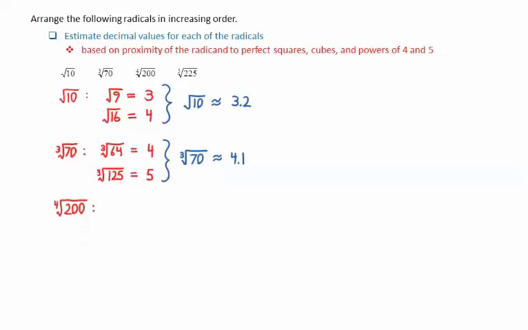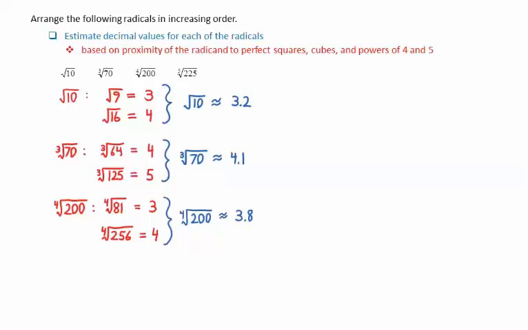For the fourth root of 200, the fourth root of 81 equals 3. The fourth root of 256 is equal to 4. The fourth root of 200 then is in between 3 and 4, but closer to 4. A good estimate here, about 3.8.